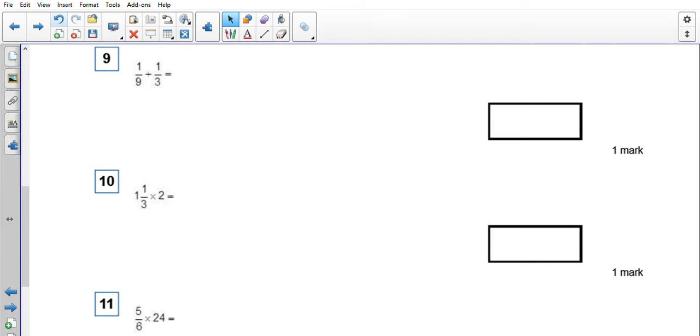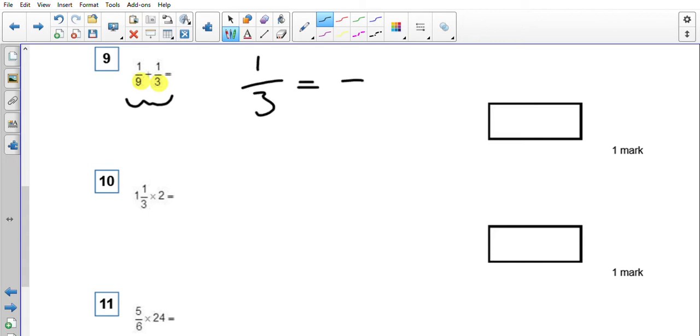Question number 9 is asking us to do 1/9 plus 1/3. And obviously with these at the moment, we've got 2 different denominators on our fraction, so we need to make them the same. We should spot that a 9th and a 1/3 are related to each other. 9 is in the 3 times table, so we can take our 1/3 and make that equivalent to a fraction of 9ths.